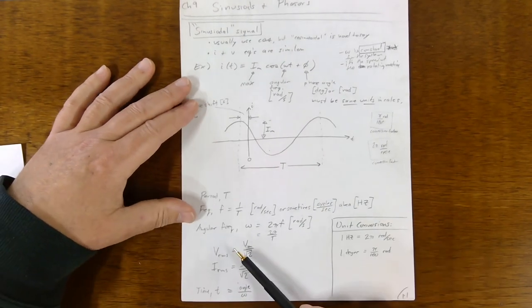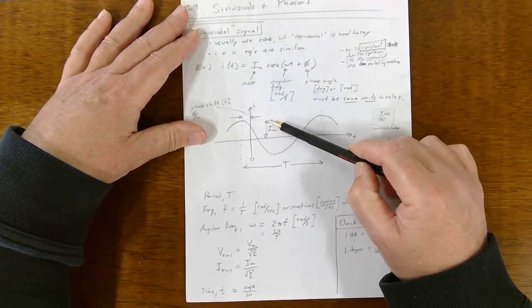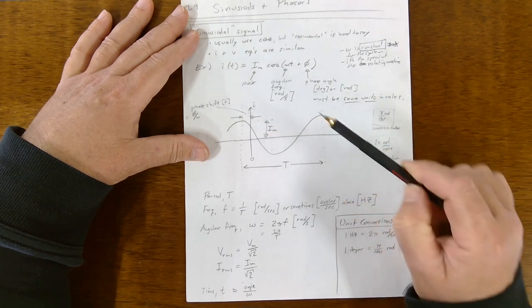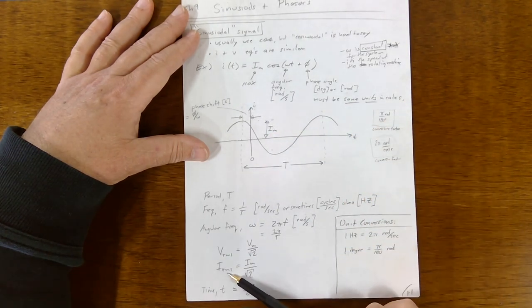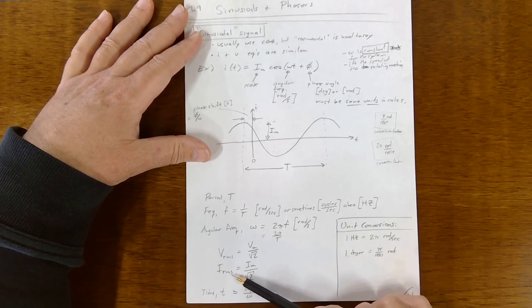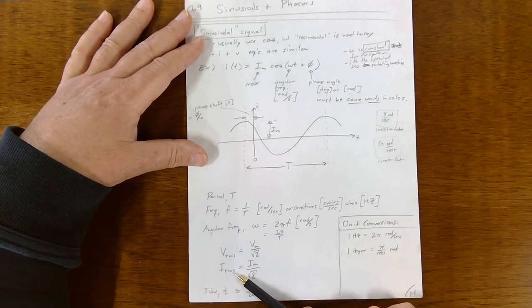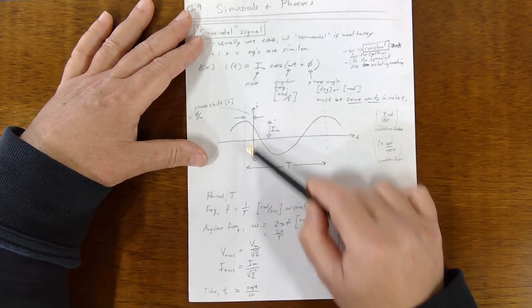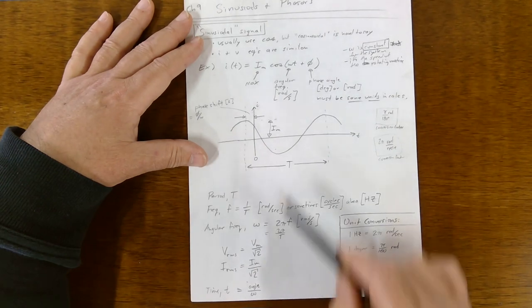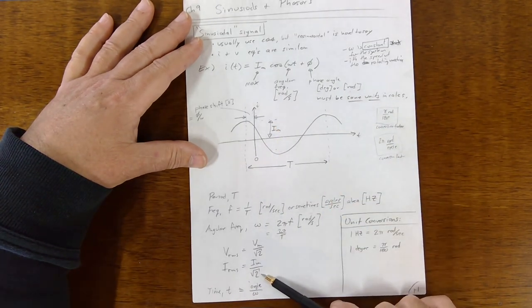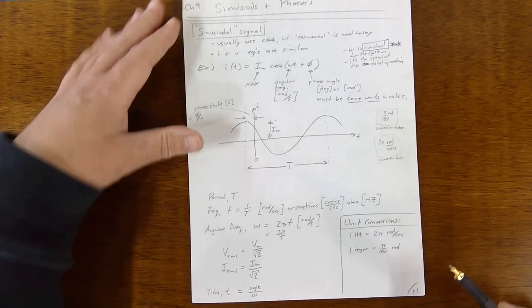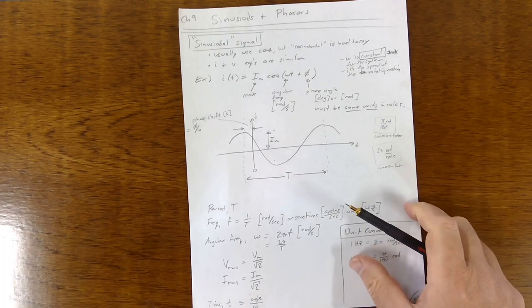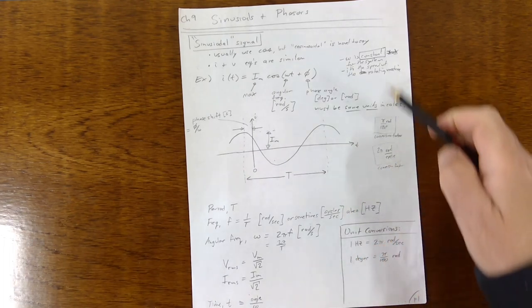Let's see. So there's this peak value here, I sub m. And that's peak. But sometimes we're given an RMS value, root mean square value. And there's a reason for that that we'll talk about later. But sometimes you're just given the I value as RMS. So you need to convert to the peak by dividing by root 2. So that's kind of a basic review of trig.